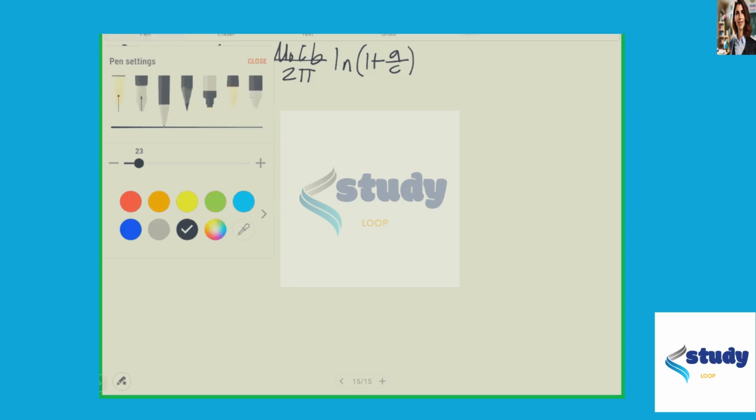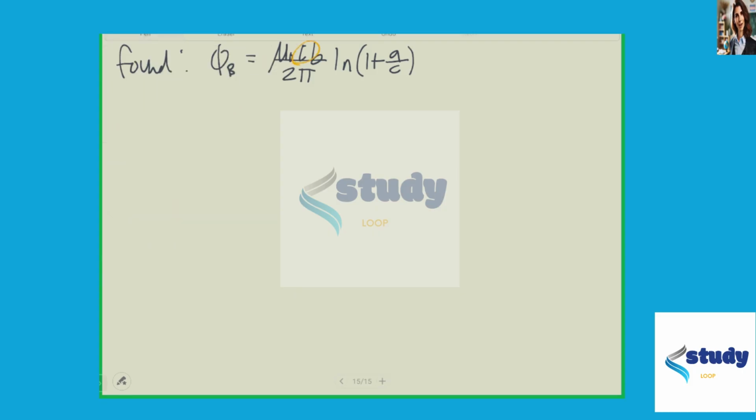So we found that the magnetic flux is mu naught I B over 2 pi times the ln of 1 plus A over C. So to be clear, this I, that's the I in the big circuit. That's the thing that's changing in time.